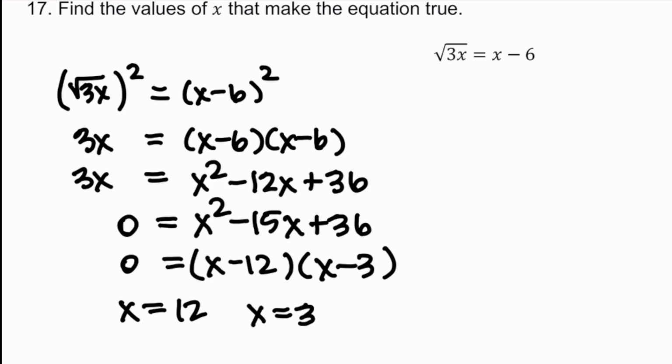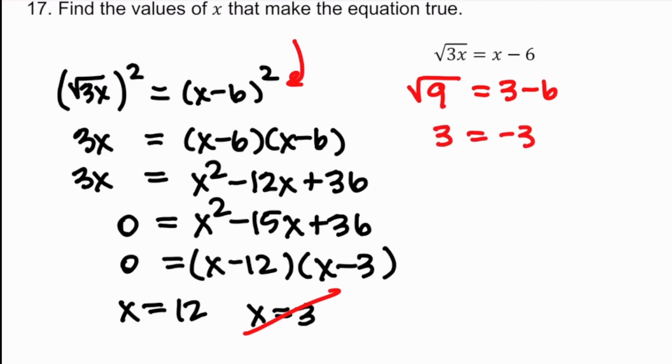But remember, at one point in solving this equation, I squared both sides. So I'm going to have to check my solution. And I'm going to see that when I do that, x equals 3 is going to be an extraneous solution, because what happens is I get the square root of 9 equals 3 minus 6. And we've got that square root, we mean the positive square root. So this is not true. This is equal to positive 3, but that's negative 3. Okay, these are not equal, so that's an extraneous solution. So it's only x equals 12 going to work here. And you can think about it, square root of 3 times 12 does equal 12 minus 6.